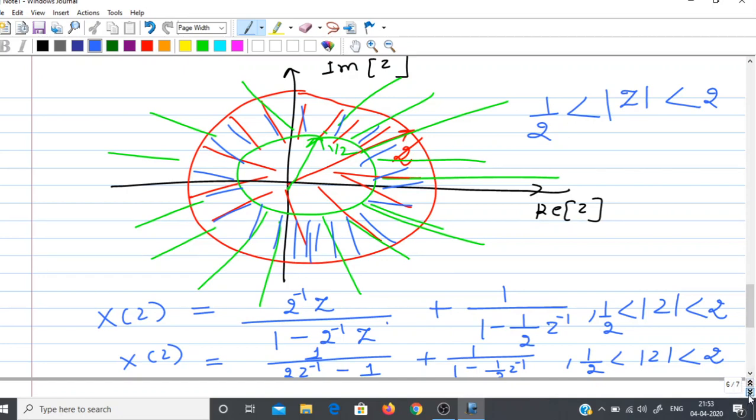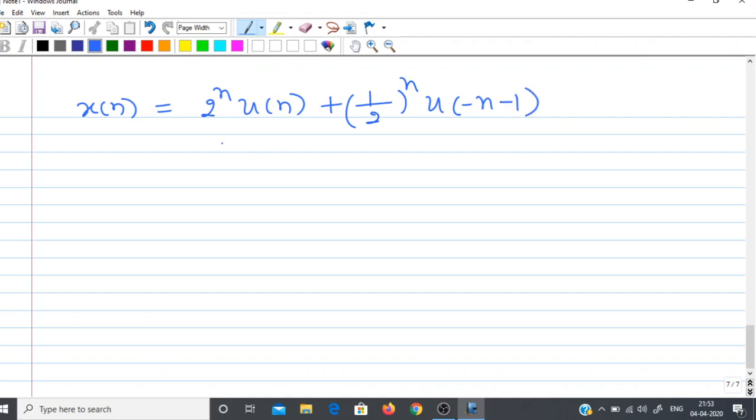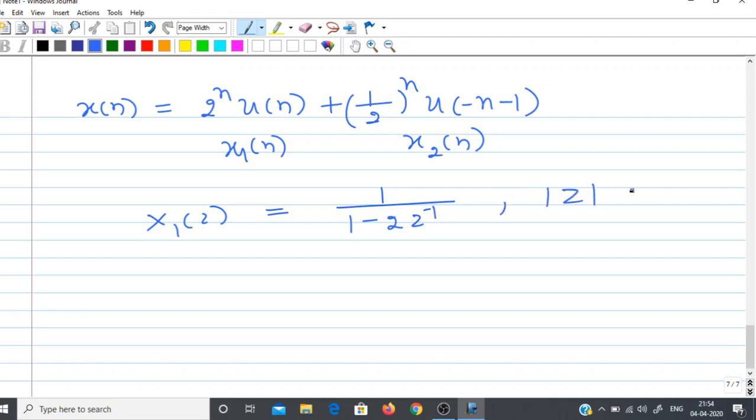Now, if I slightly change this problem, and ask what is the Z transform of 2 to the power n u[n] plus half to the power n u[-n-1]. Again you can assume this is x1[n] and this is x2[n], and you can find X1(z). So can I write X1(z) directly this time? It would be 1 upon 1 minus 2z inverse, and the region of convergence would be mod z greater than 2.